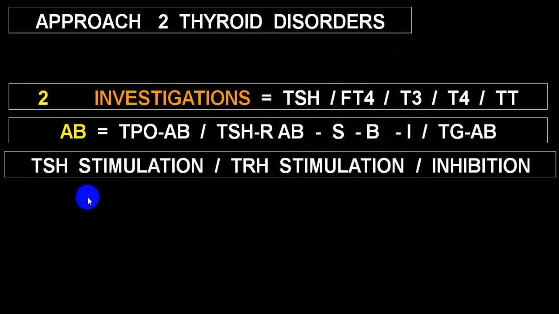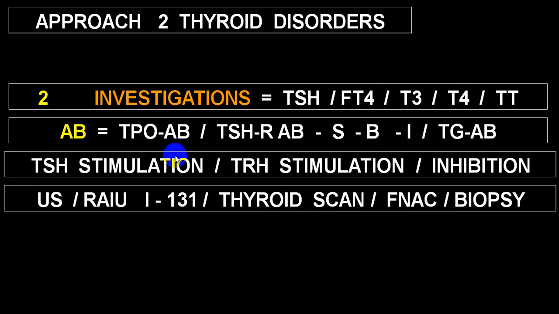If you want to find out central causes, you will have to do either a TSH stimulation test or TRH stimulation test or inhibition test. TRH stimulation test is mainly done to find out the hypothalamic disorders, and TSH stimulation tests are usually done to find out pituitary disorders. So that will be the indications.